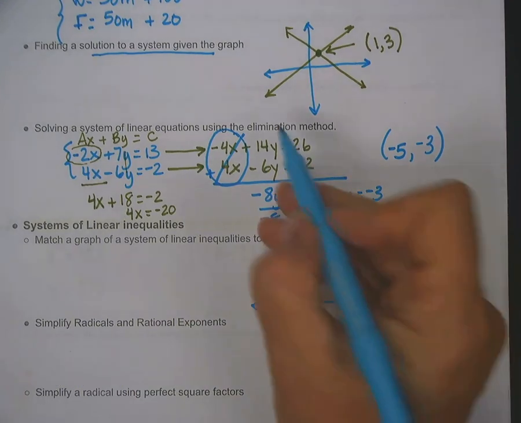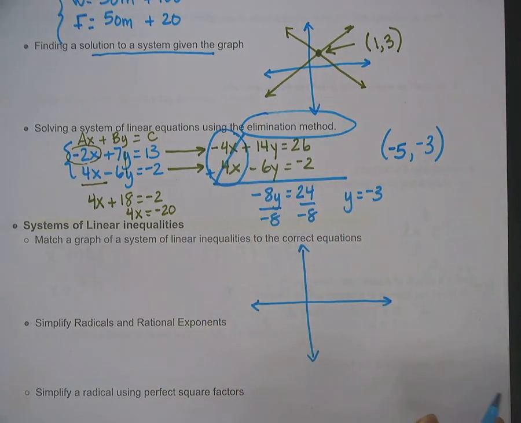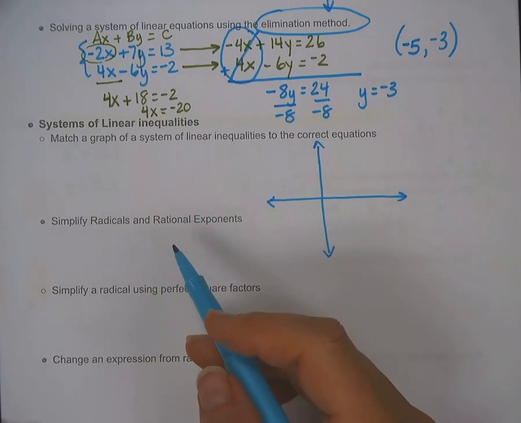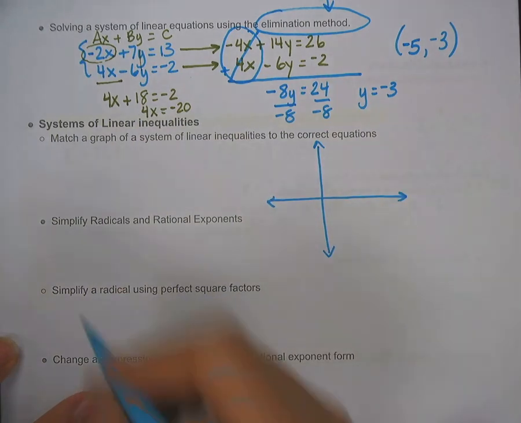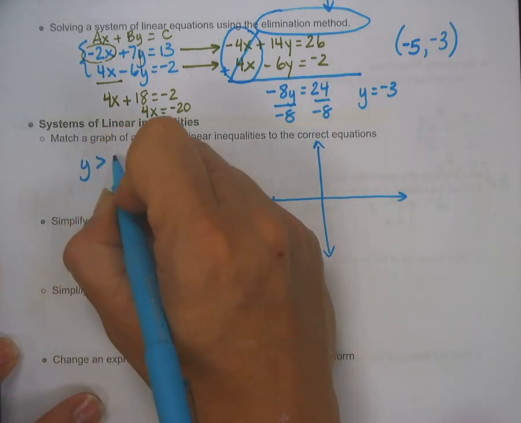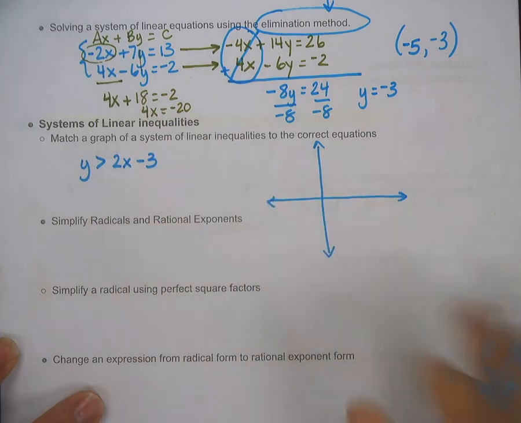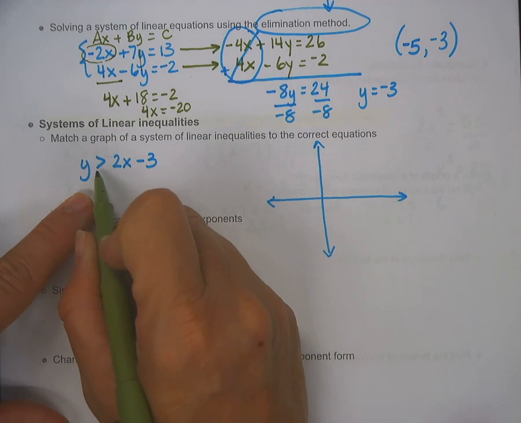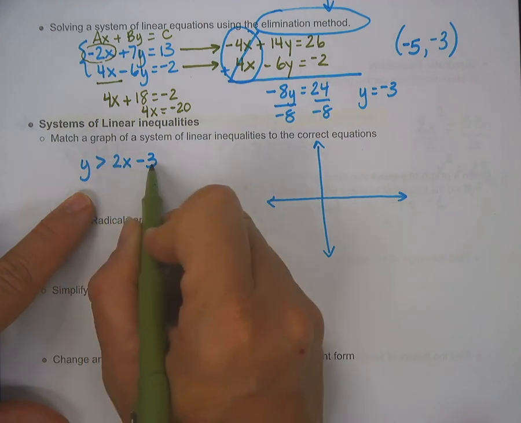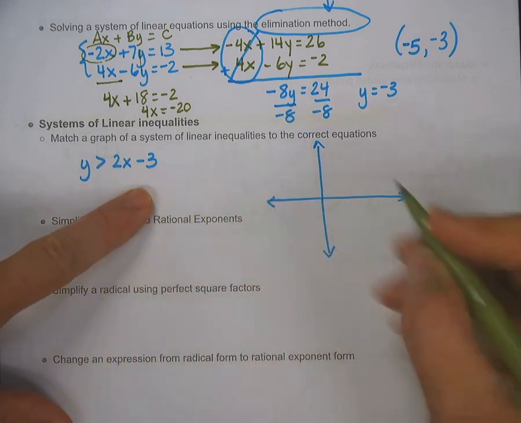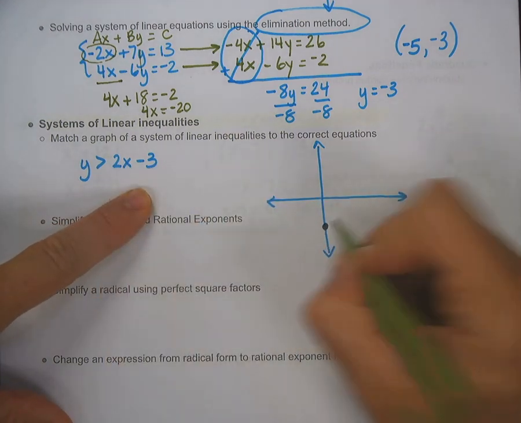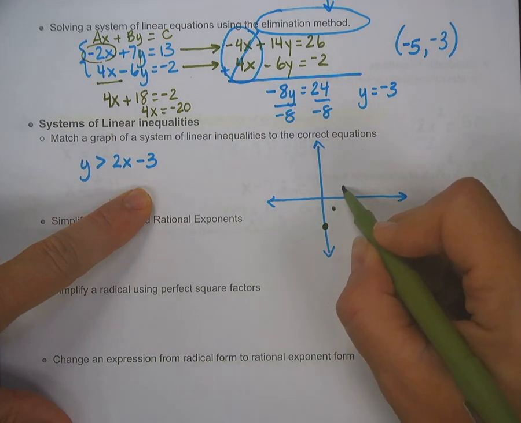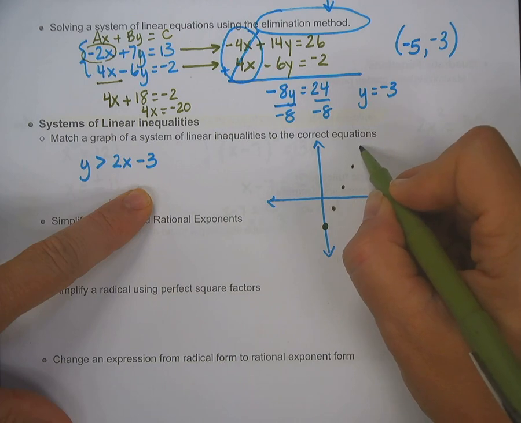Okay, so that is the elimination method. If you want to, you can go on Google and find some problems to try on your own. The next section is systems of linear inequalities. As a review, when we have an inequality, it might look like this: y is greater than 2x minus 3. What we do is imagine that this was an equal sign for a minute and we graph this line. This line has a y-intercept of negative 3, and we rise 2, run 1, rise 2, run 1. I'm just rough sketching this.